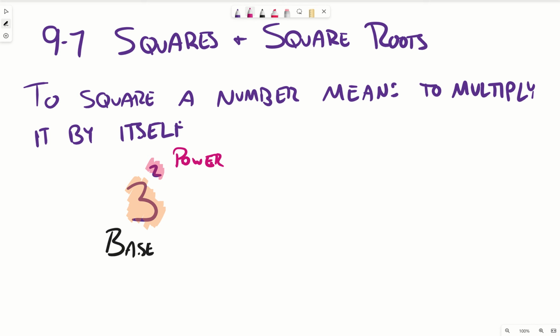And so if I were to have 3 squared, that would mean I'm timesing it by itself. So this is 3 times 3. Now, be careful. When you see a square like this, it does not mean that you're timesing it by 2. Even though it's a little 2, it means you're timesing it by itself. 3 times 3 is 9. So 3 squared is 9.